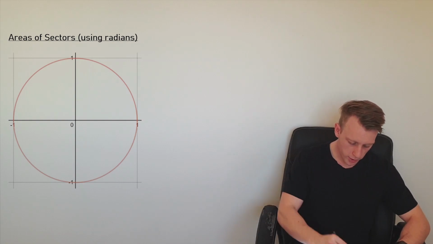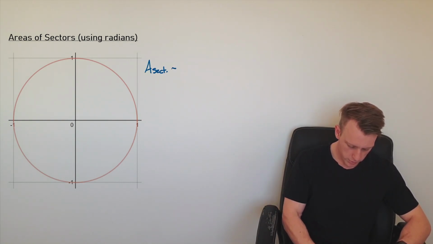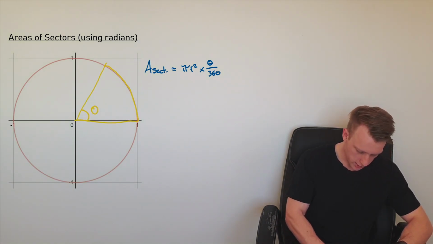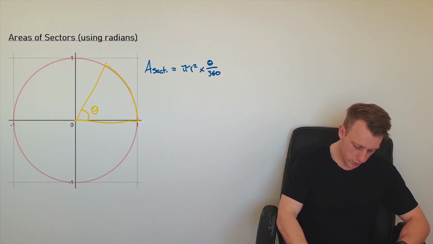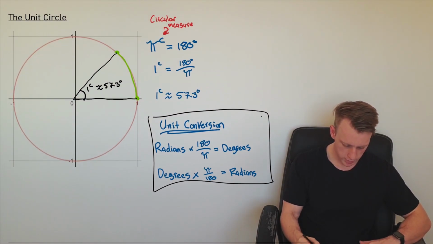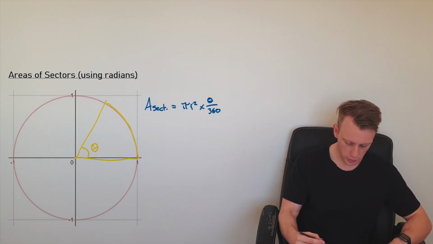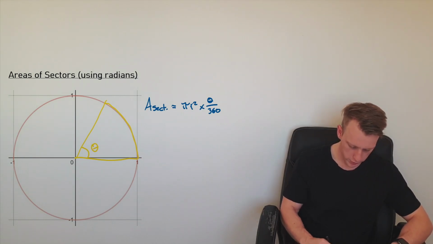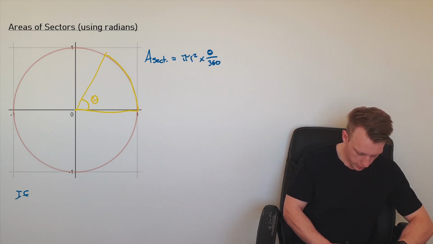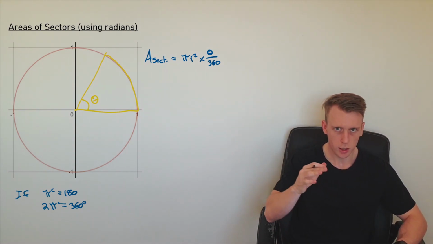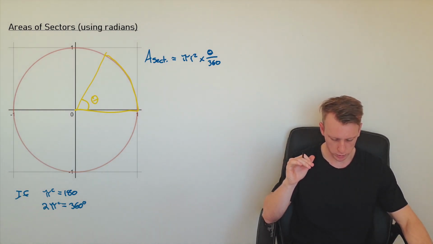Now, areas of sectors. Typically we've seen the area of a sector be equal to pi r squared times theta over 360, where you could think of any odd sector. Here's the sector, and that's the angle there. However, we saw before that pi radians is equal to 180 degrees. We can extend this and say that if pi radians is equal to 180 degrees, then 2 pi radians is equal to 360 degrees. Which, by the way, reinforces the fact that the circumference is equal to 2 pi r.